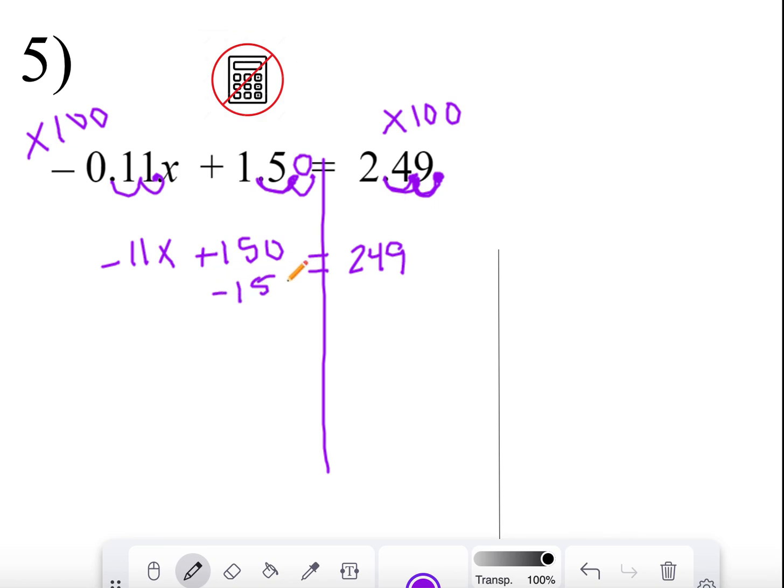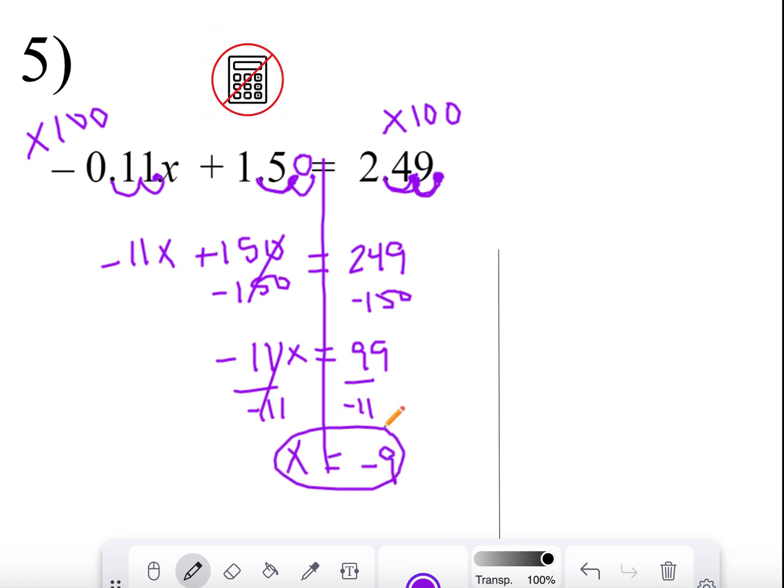We're going to subtract the 150. And 249 minus 150 is just 99. And then I divide by negative 11, and we end up with negative 9. So much easier.